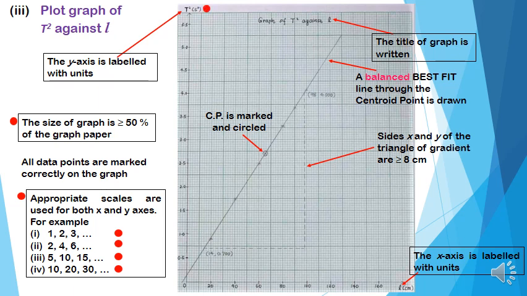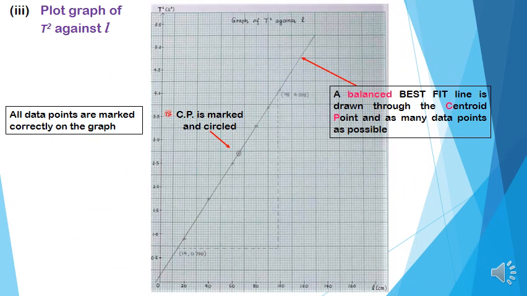Then label the y-axis and the x-axis correctly with units in brackets. Write the title of the graph as graph of T squared against L. The calculated centroid point is marked on the graph paper and circle it. Then followed by the other 6 data points 1, 2, 3, 4, 5, and 6. A balanced best fit line is drawn through the centroid point and as many data points as possible.